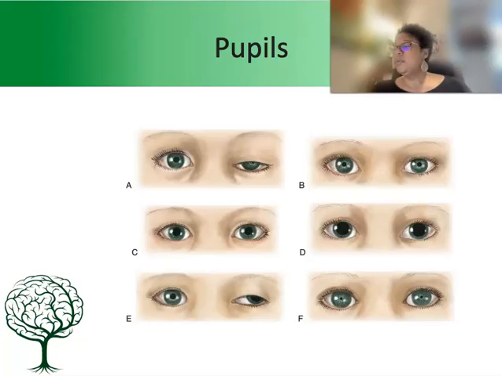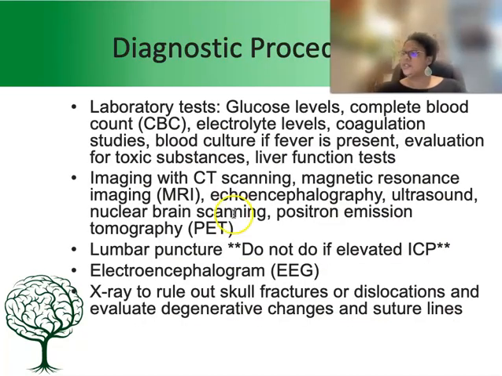All right, real quickly, we're going to talk about some diagnostic procedures. You do know about these. We're going to get into meningitis later. But, you know, laboratory tests, glucose levels. Glucose levels are very important in the neurological world. CBCs, electrolytes, coagulation studies, especially if we think we have some bleeding going on. Blood cultures, if necessary, etc.